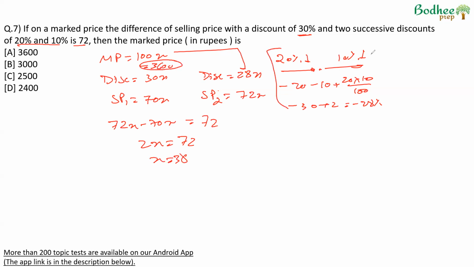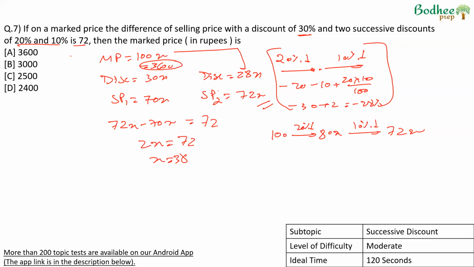If we are not comfortable with this concept, we can also say if the marked price were 100, reducing it by 20% gives us 80x. Reducing this further by 10%, 10% of 80 is 8, 80 minus 8 is 72x. Hence, we can get this 72x. Either way, an easy question at most moderate, but very similar to the previous question. A maximum of 2 minutes to solve the question should be spent in the exam.